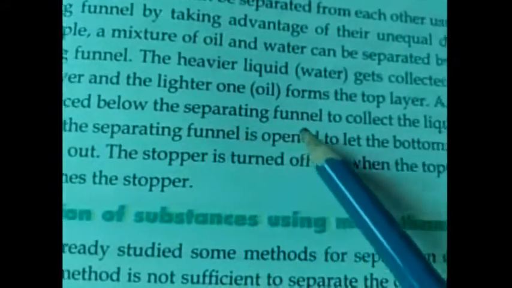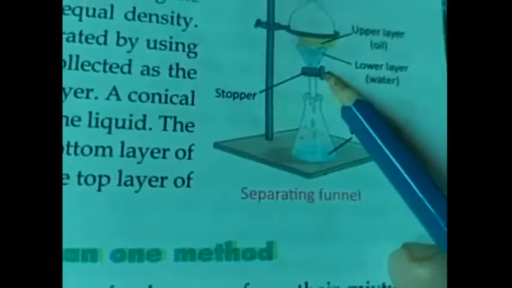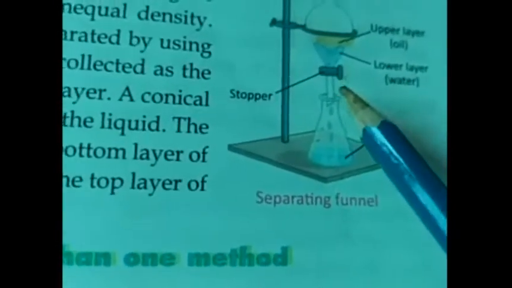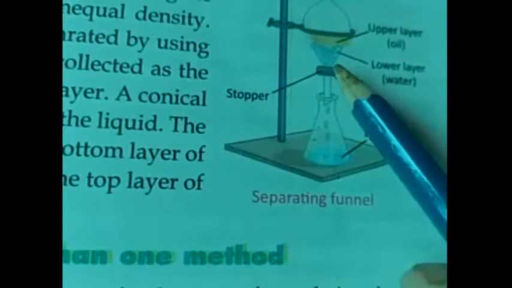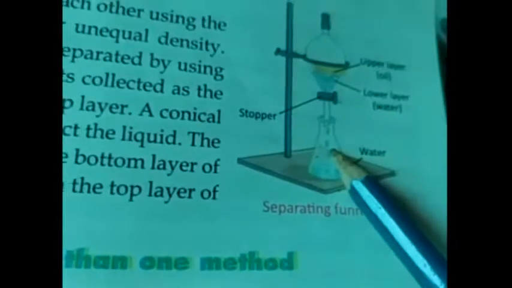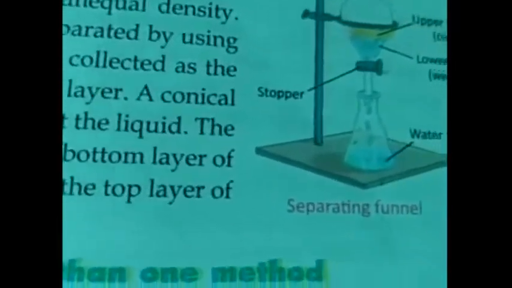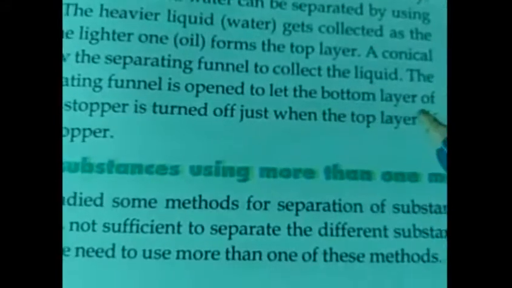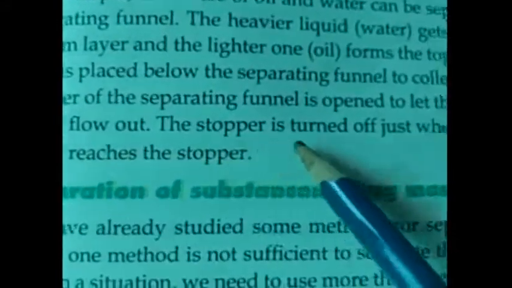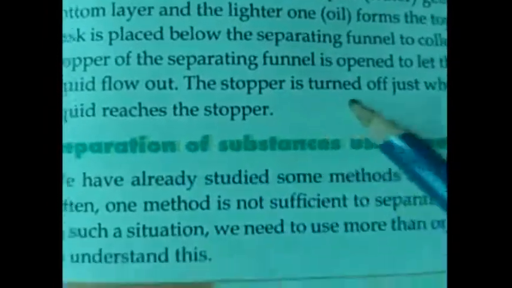A conical flask is placed below the separating funnel to collect the liquid. This is the stopper. If we open the stopper, we collect the lower layer, that is water, in the conical flask. After collecting the water, we can close the stopper. Open it to let the bottom layer of liquid flow out. The stopper is turned off just when the top layer of liquid reaches the stopper.